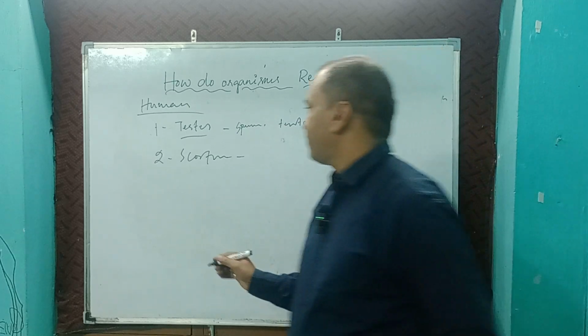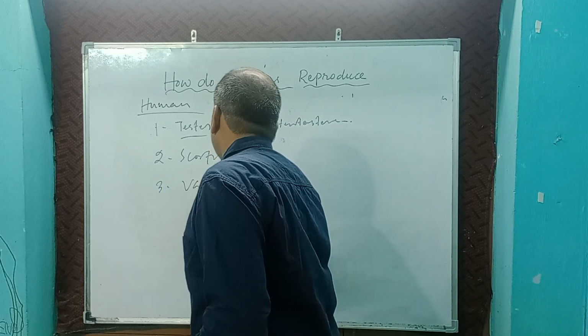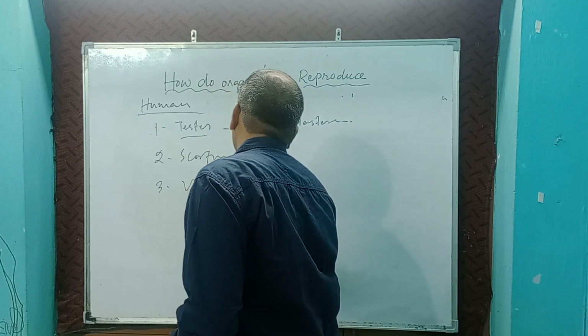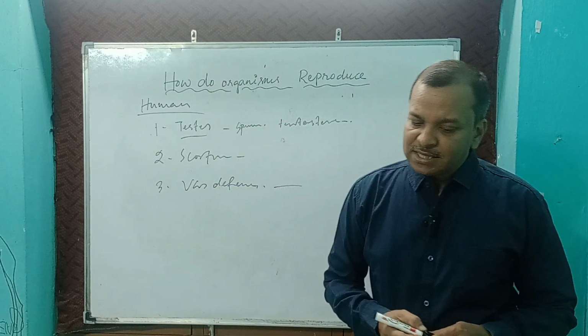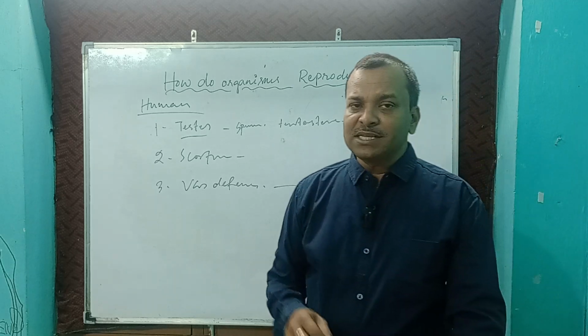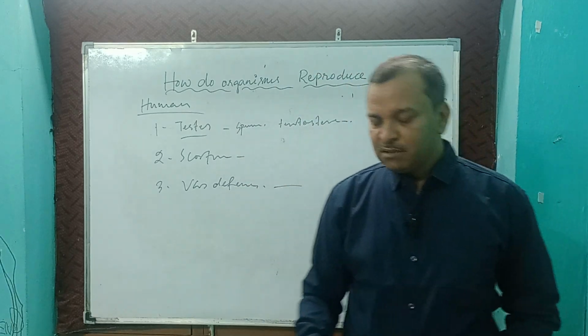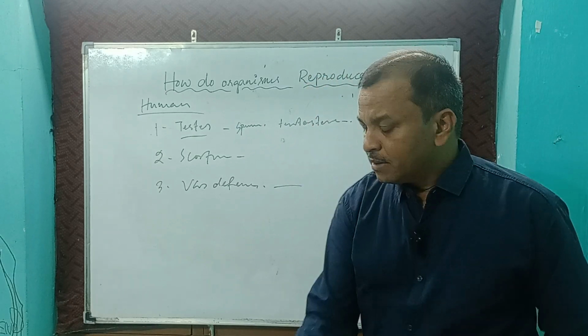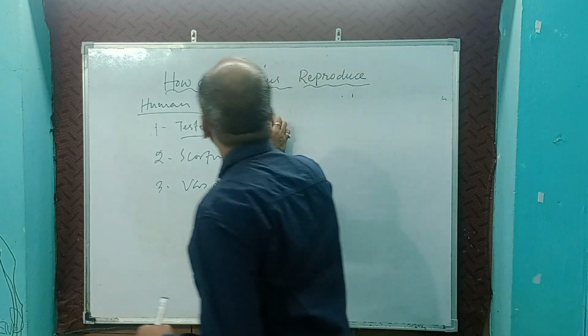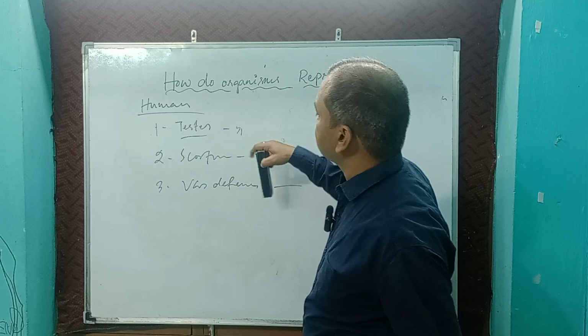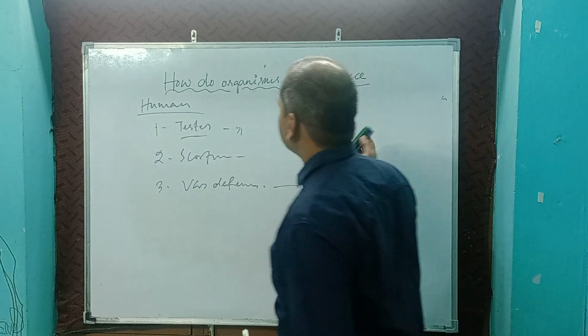Next one is vas deferens. What is this? The sperms are delivered through the vas deferens. From vas deferens it will be coming out. Next one we will discuss female reproductive organs. Clear. We have to remember testis, scrotum and vas deferens.